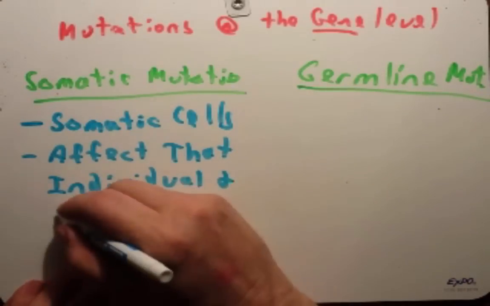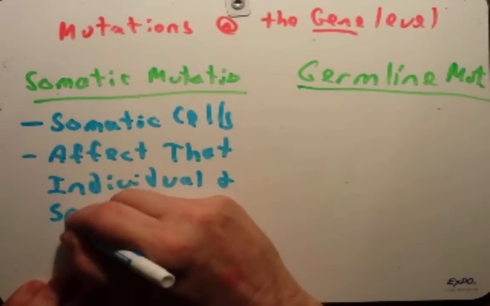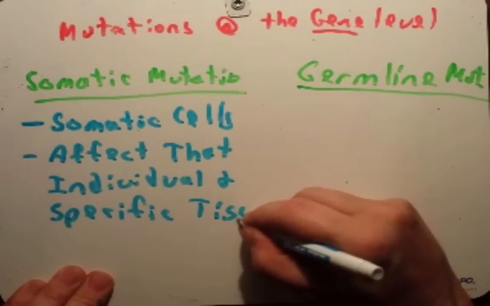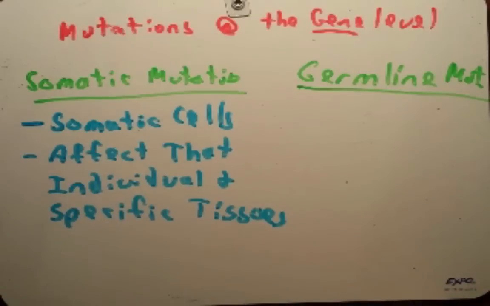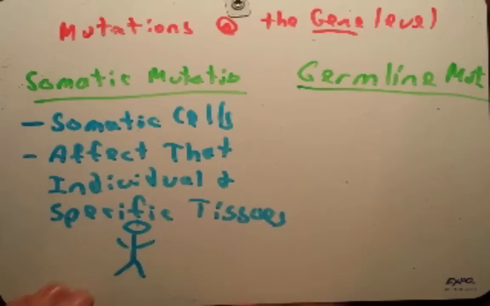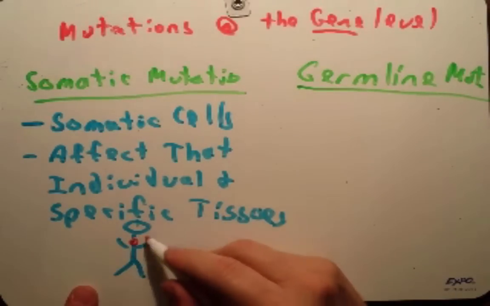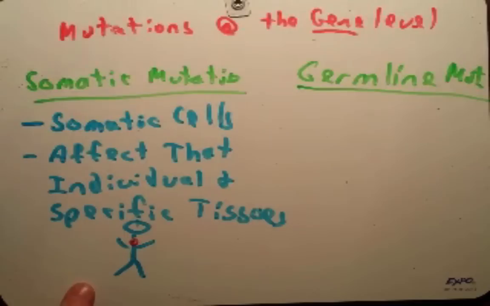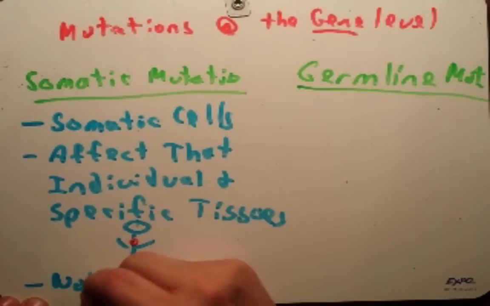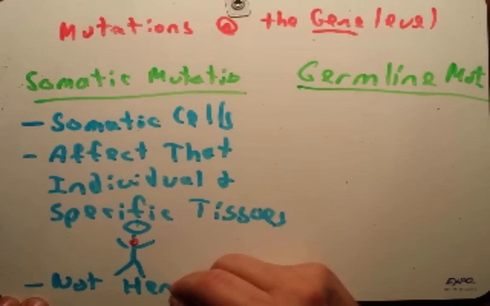And specific tissues. If I get a mutation in my liver, it's not going to affect my pancreas. So if you have a body here, right, and they get a mutation in their heart here, those mutations will only affect that region. Another important thing about somatic mutations is that they are not heritable.